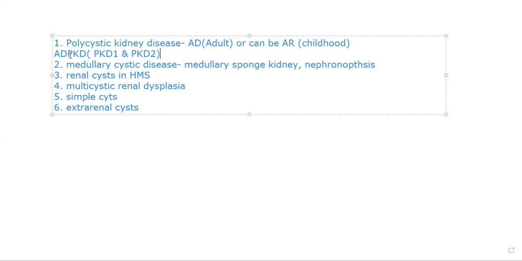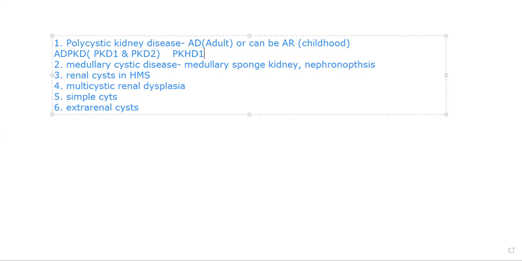Then for autosomal recessive polycystic kidney disease, this is in childhood, and it's different from the one that we were just talking about. It can be further subclassified into juvenile, neonatal, infantile, and the likes. And the gene for this one is the PKHD1 gene for the recessive one. It's on chromosome 6p21 all the way to 6p23. And unlike the other genes that were encoding polycystin, this one codes for something called fibrocystin.